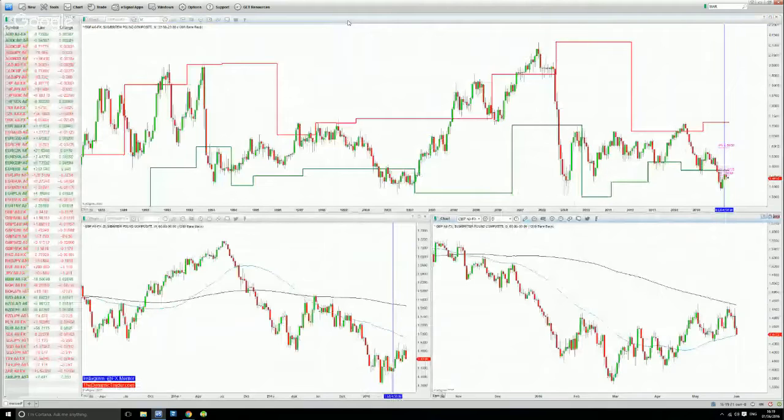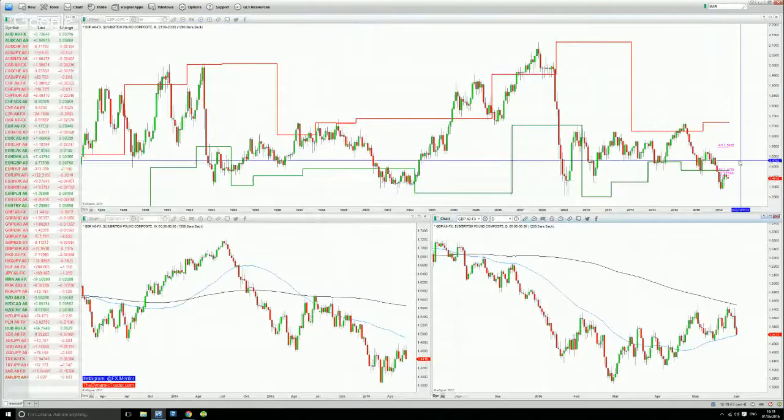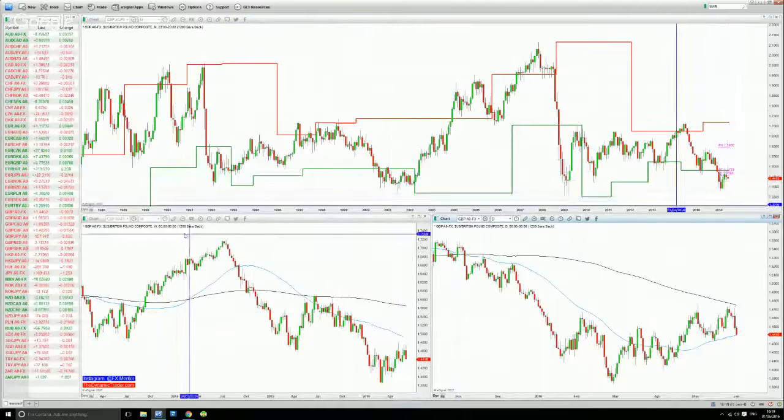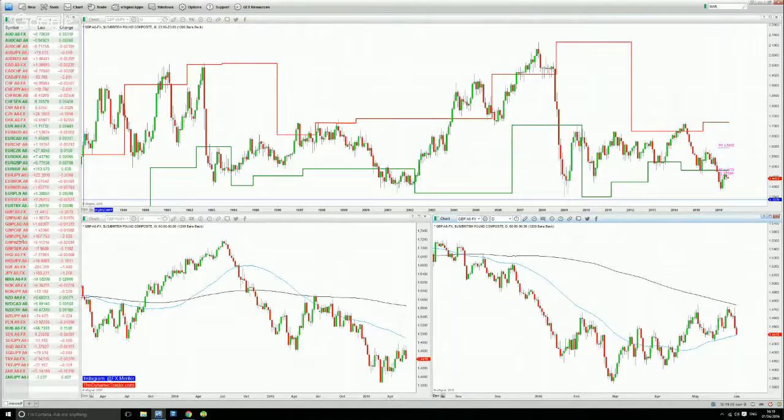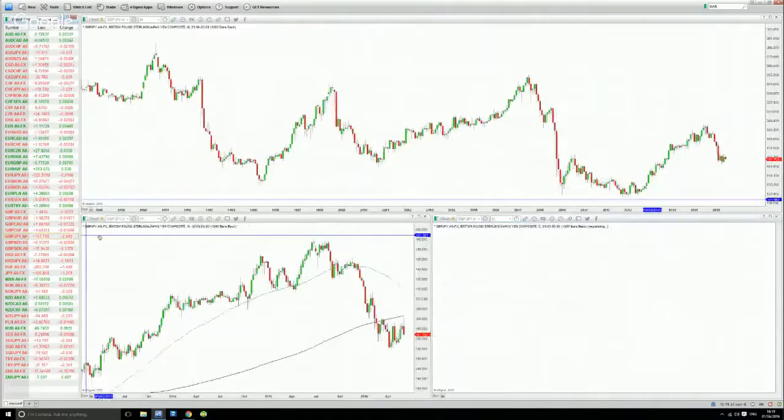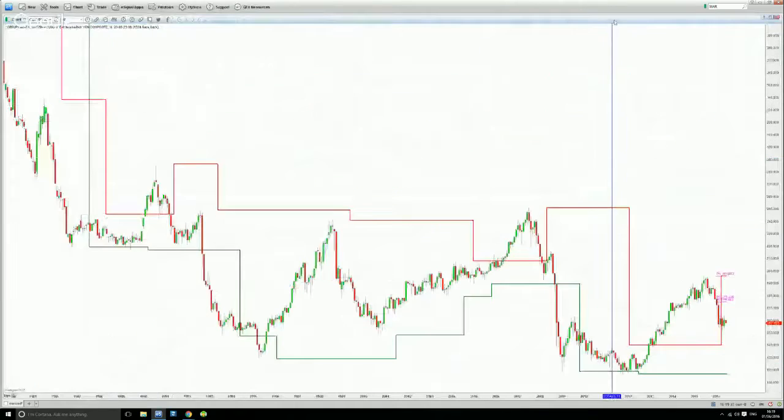All right, so that's the pound. Still very much in consolidation. We need to see momentum to the downside. So not one that I'm particularly interested in. Now, the pound Japanese yen is starting to look interesting.